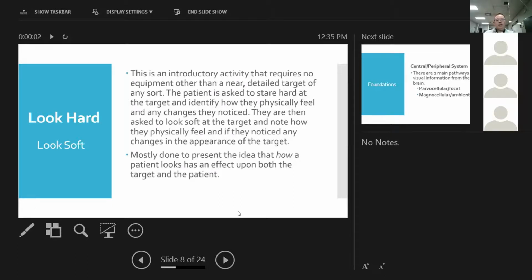So how the patient looks has an effect on both the target and the patient. If that patient is used to looking hard at everything and trying to focus hard, well, all day in school they're doing that, it's getting harder and harder for them.